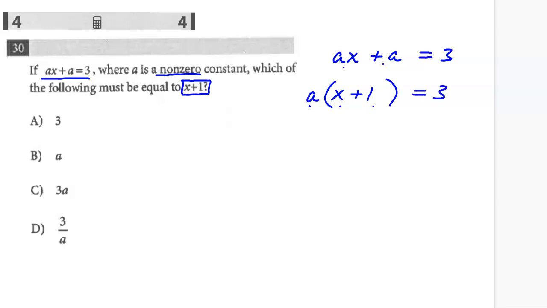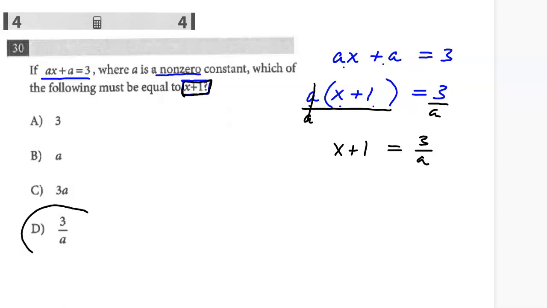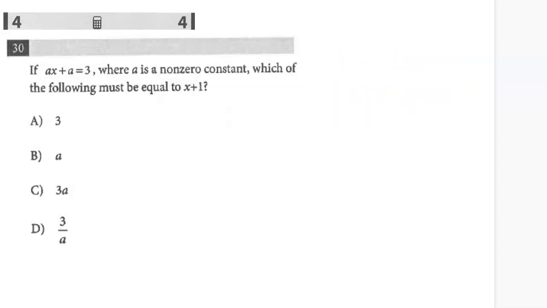So now I'm here, and if you do the distributive property, you get the top answer back. So now I have a times x plus 1 equals 3. Well, I want to find out what's equal to x plus 1. So I'm going to just divide both sides by a, and now I know that x plus 1 equals 3 over a. So my correct answer here is D.